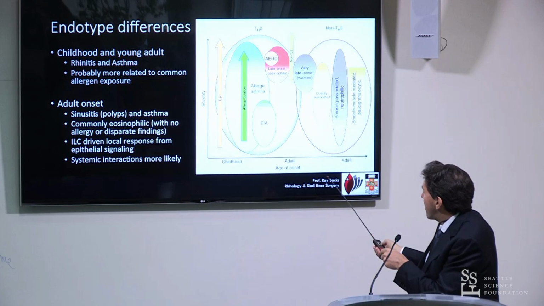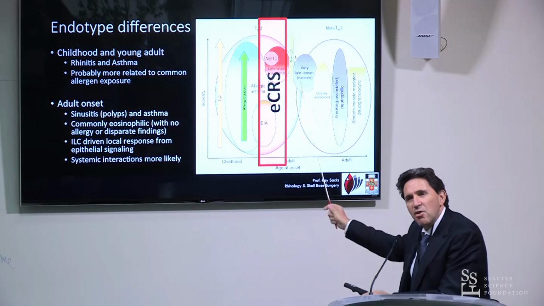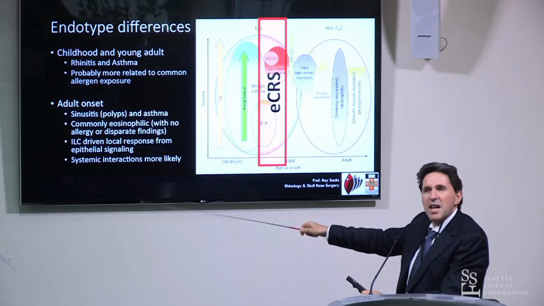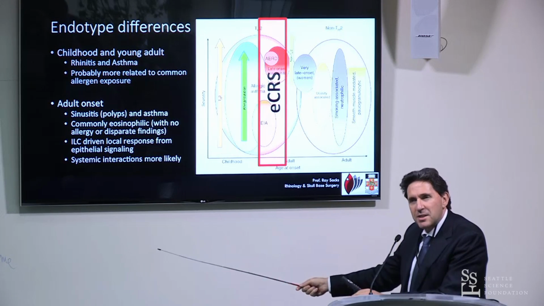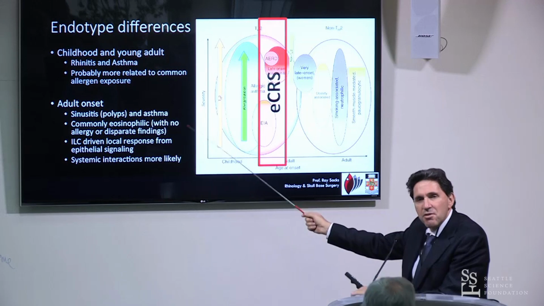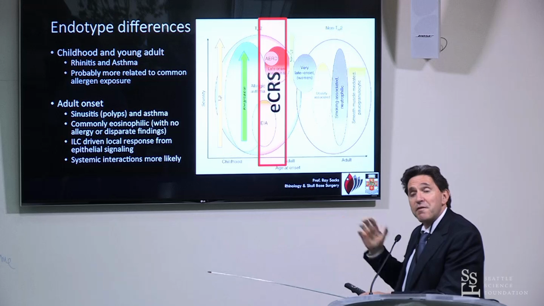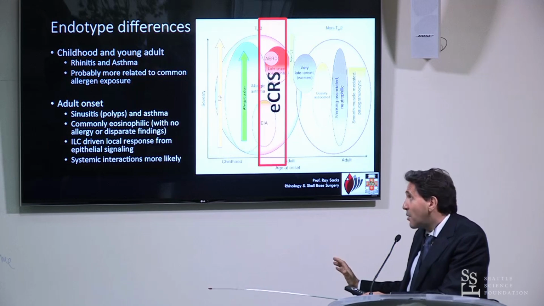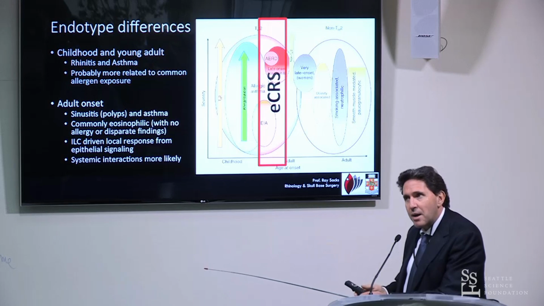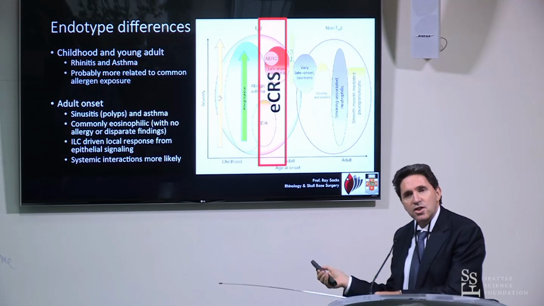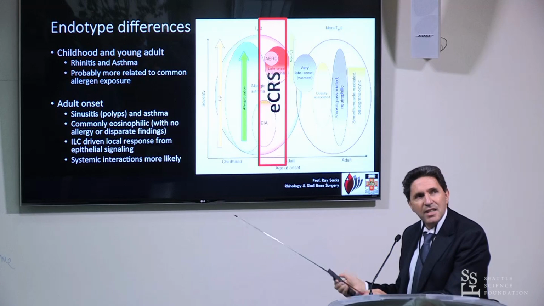What about this group over here? The eosinophilic. These are a totally different group of patients. They've often had severe asthma. They often have had hospital admissions for their asthma. They're sometimes steroid dependent. They're commonly eosinophilic. They often have no history of allergy whatsoever. I won't go through the pathophysiology behind it. It's been well described. But certainly in Australia, this is our commonest group of CRS patients, these eosinophilic-driven patients.